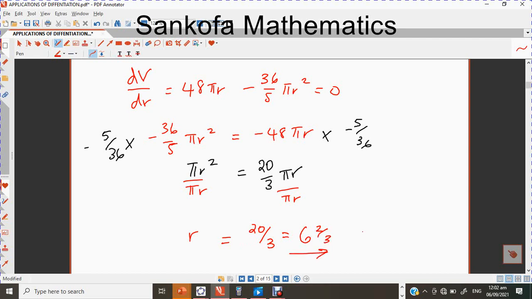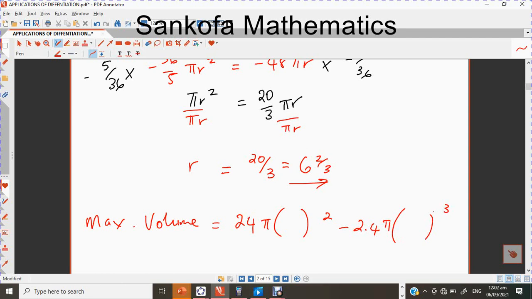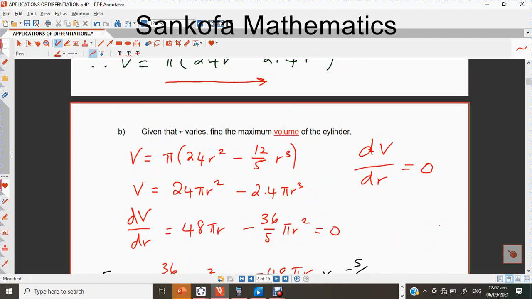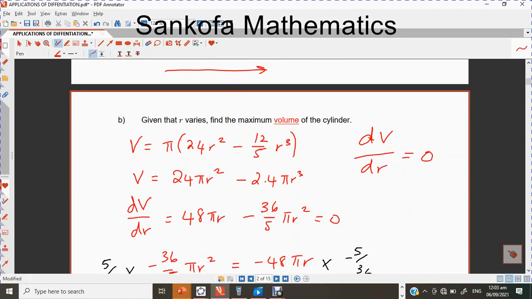Okay, now that we know the value of r, we need to determine the maximum volume. In order to find the maximum volume, we are going to substitute this value of r into our volume formula, which if you recall was 24 pi r squared minus 2.4 pi r raised to the power of 3. So just go back there to our volume formula. I'm using this one here, but whichever one you use, you should get to your answer.